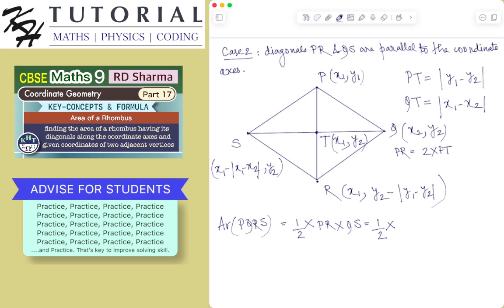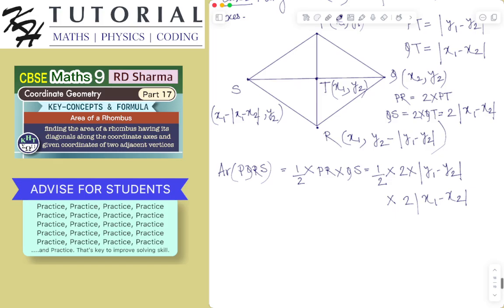PR is 2 times PT, and what is PT? PT is the modulus of y1 minus y2. And what is multiplied by it? QS. What will be QS? QS will be 2 times QT, and QT was the modulus of x1 minus x2. So QS is 2 times the modulus of x1 minus x2.